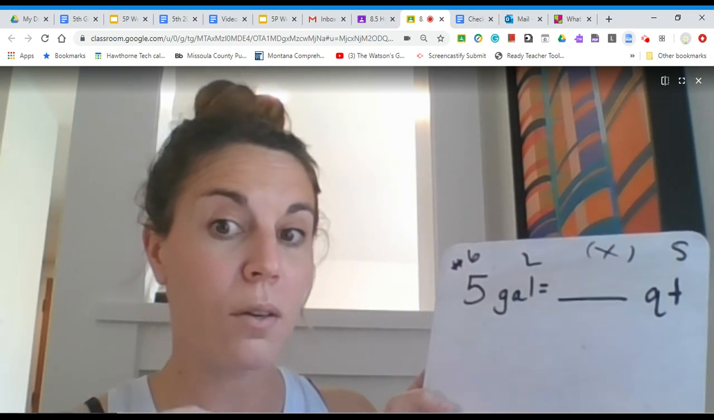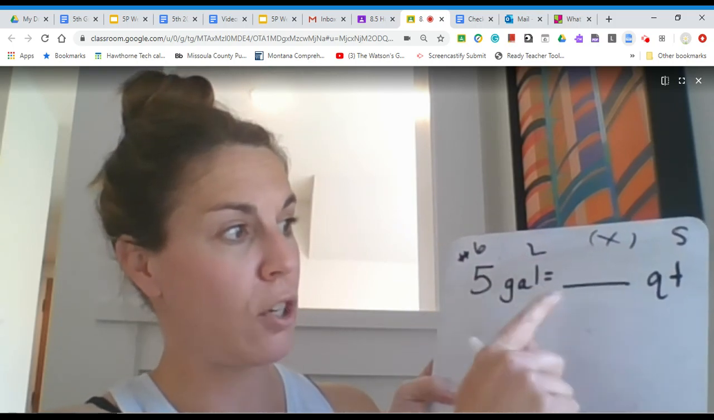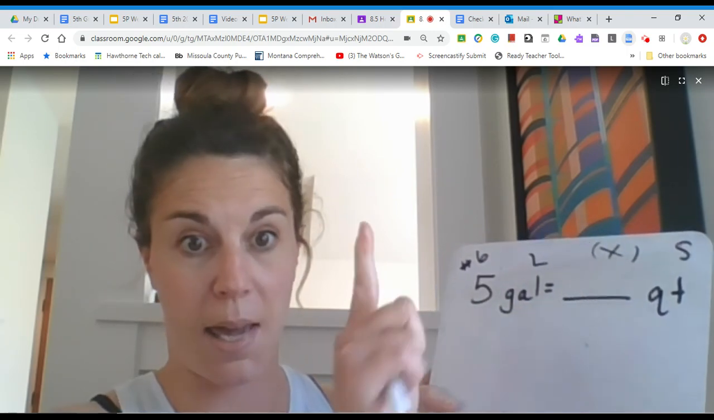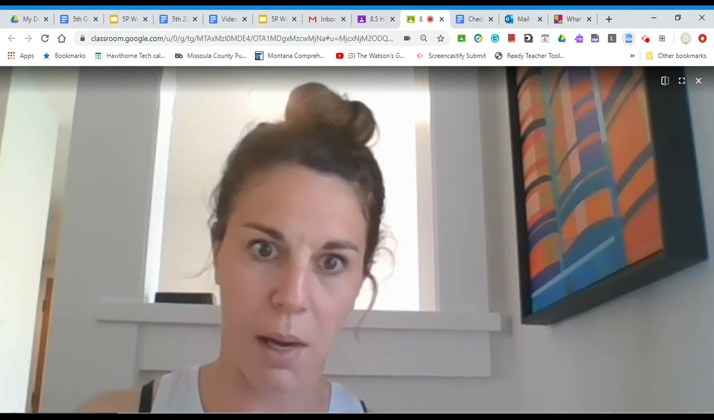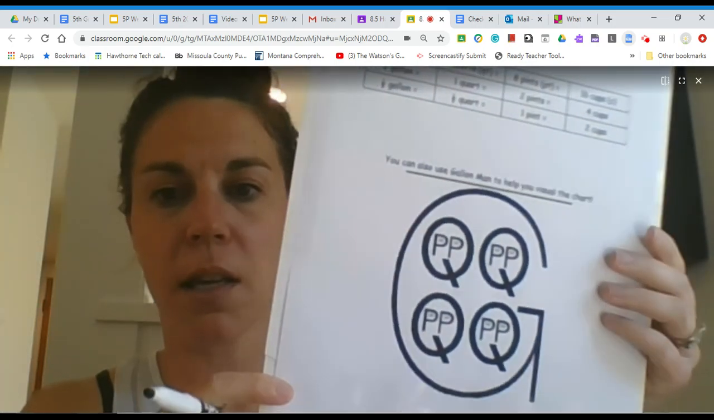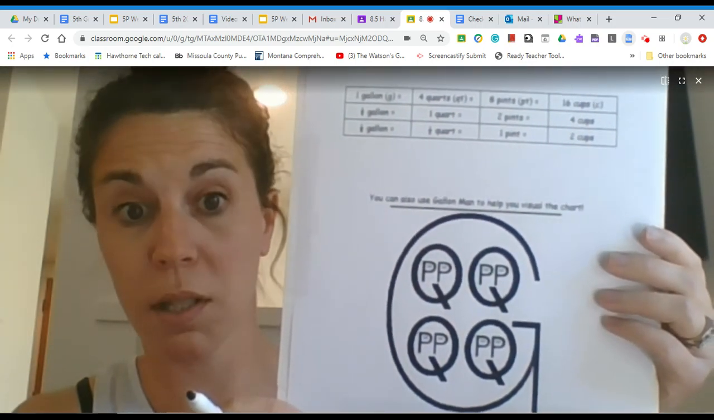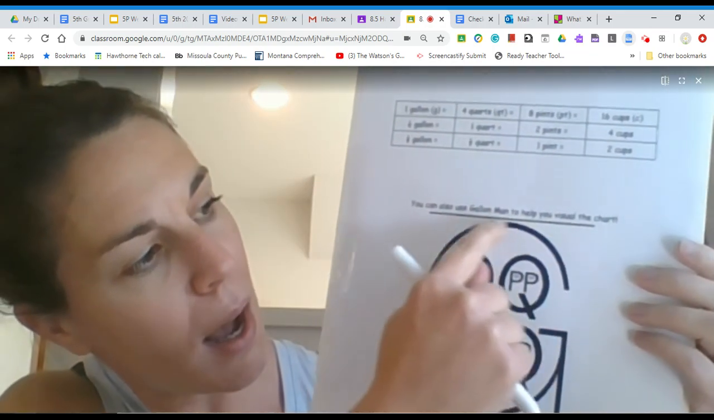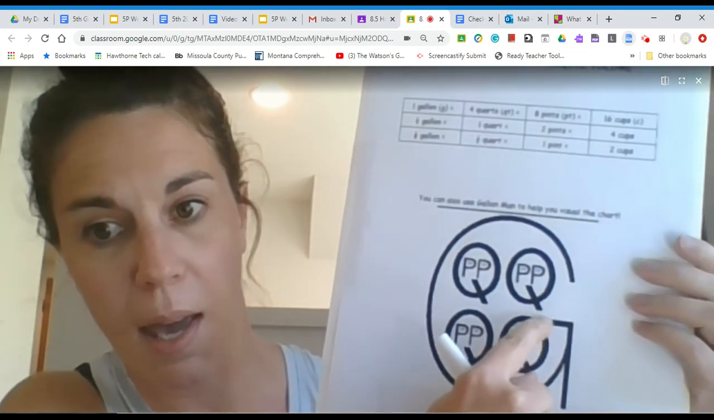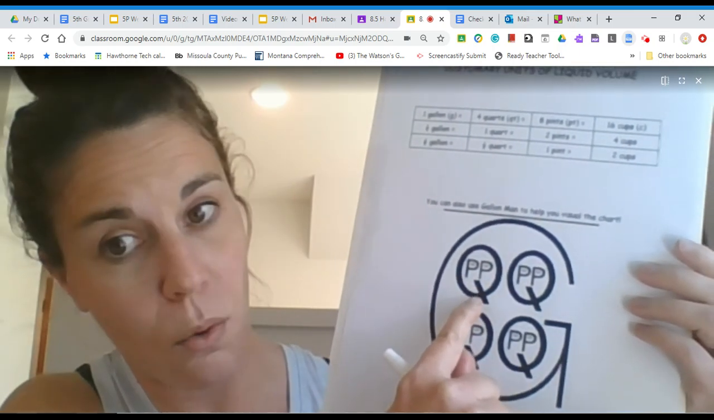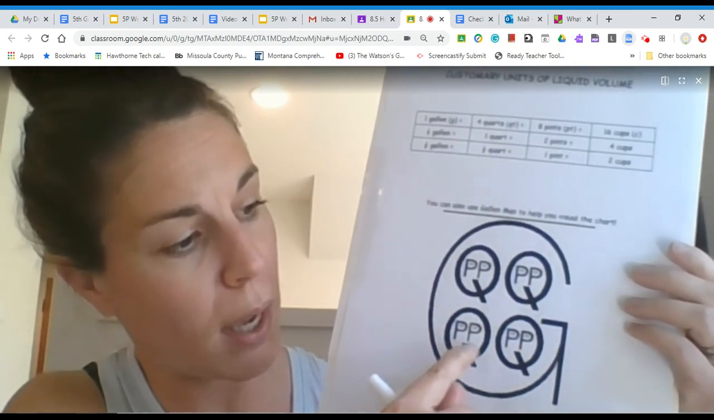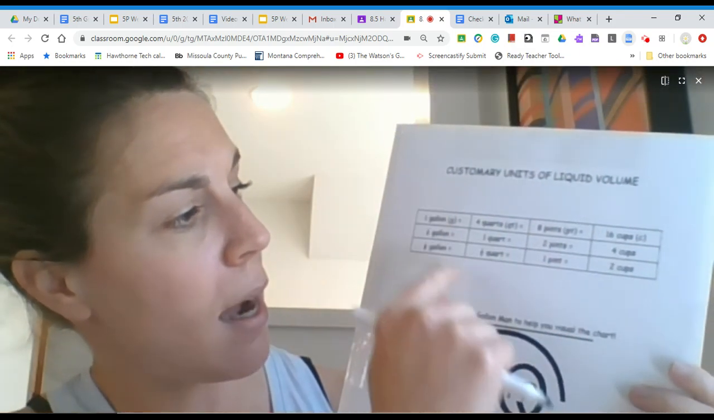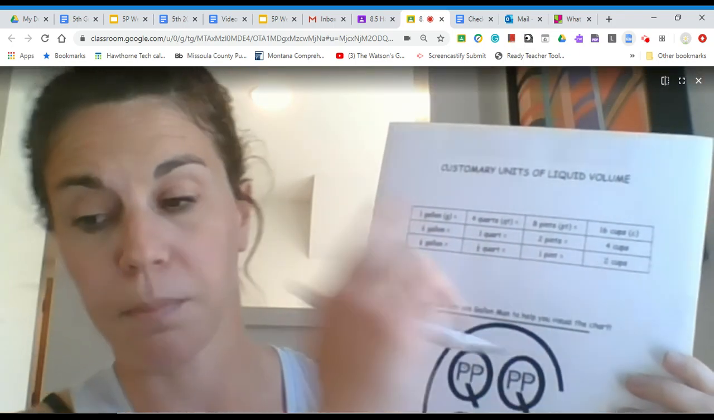Now, what you need to do to find your expression is see how many quarts are in 1 gallon. So let's look at gallon man. If I look here, how many quarts, Q, are in 1 gallon? So this entire thing is a gallon, and I count 1 quart, 2, 3, 4. So there's 4 quarts in 1 gallon. And again, up here, it even tells you that.